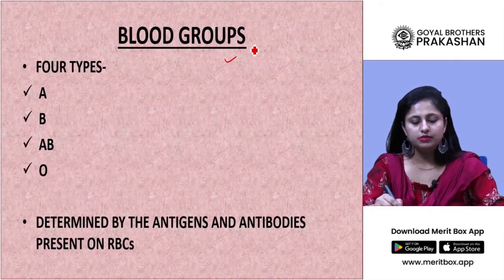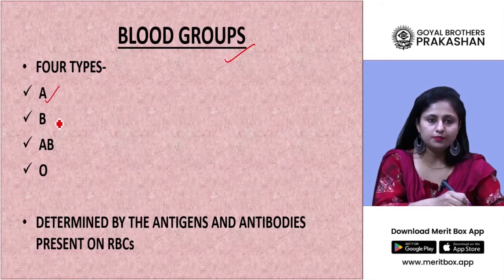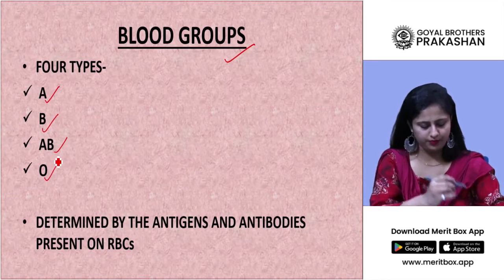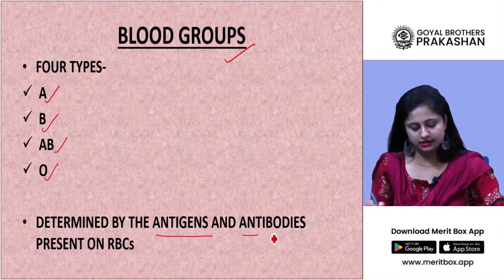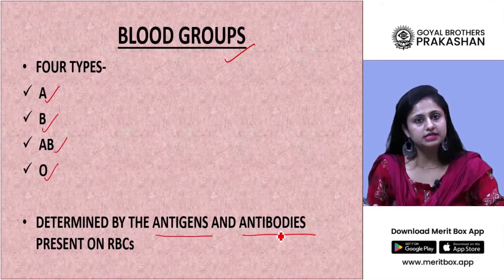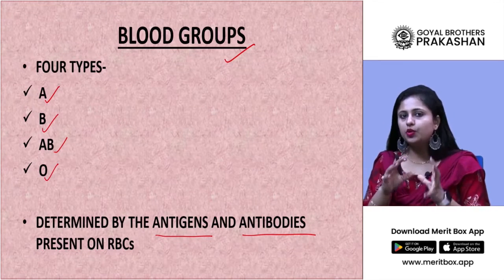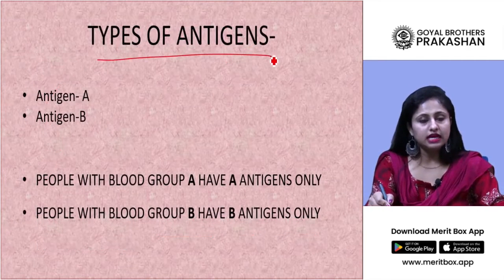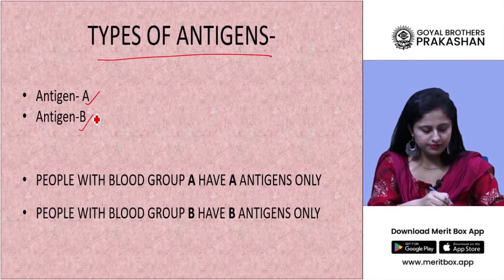Now, blood groups. There are 4 types: blood group A, blood group B, blood group AB and blood group O. They are determined by antigens and antibodies which are present on RBCs. They are present on the surface of RBCs. On the surface of RBCs, both antigens and antibodies are present. So these are the types of antigens, antigen A and antigen B.